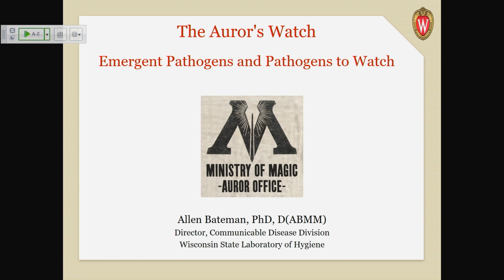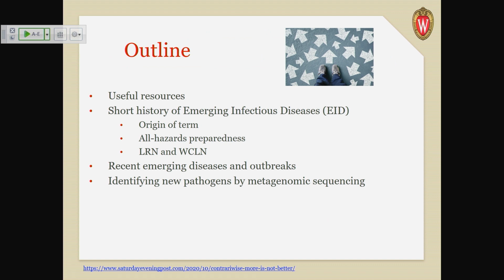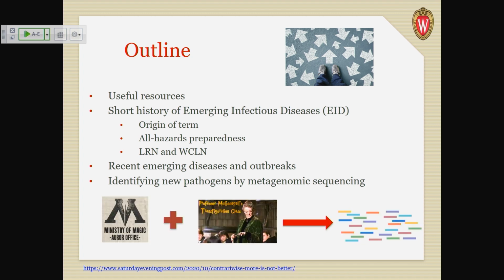So this one will be about emerging pathogens and pathogens that we're watching for right now. Outline-wise, I'm going to start with a few useful resources that I use to track emerging infectious diseases, then do a very short history of them, and then talk about a bit of a quiz model for recent emerging diseases and outbreaks. And then at the very end, for this time, I'll plan to put the two talks together and how people use sequencing to identify a new emerging pathogen.